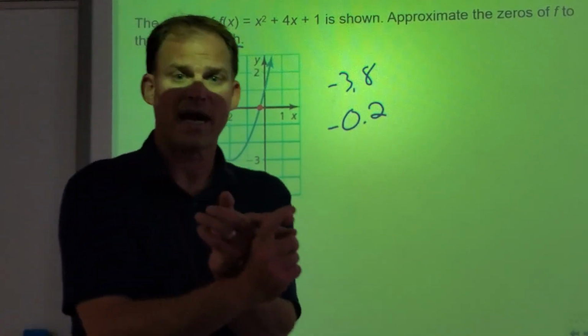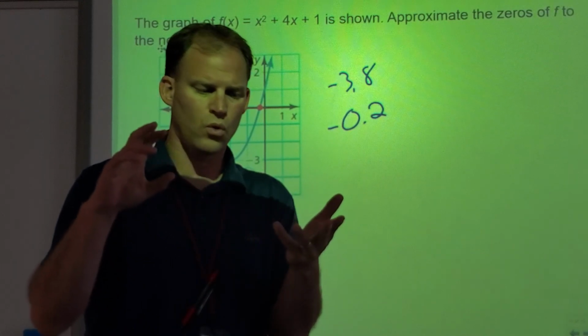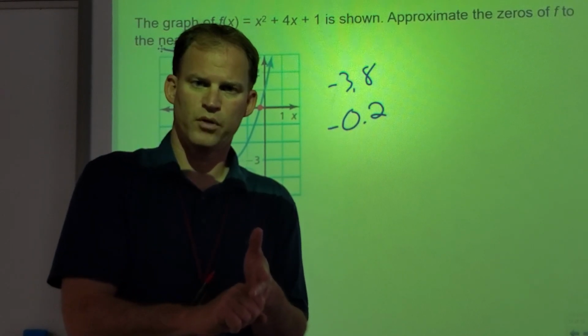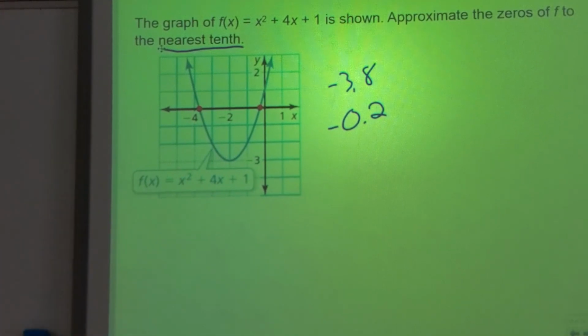We either factor and use the graph that way, or we use negative b over 2a if it doesn't factor. All right. Good luck. Get to work.